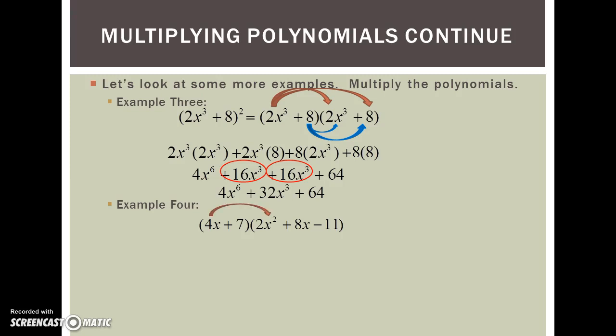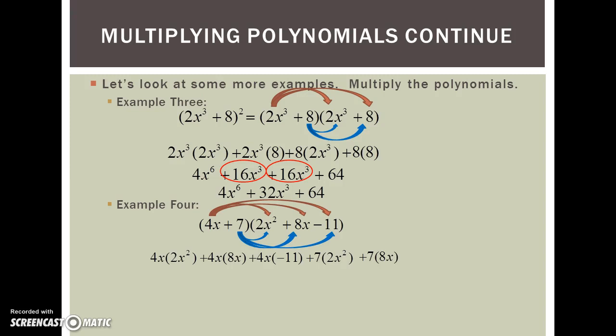So we have 4x times 2x squared, 4x times 8x, and 4x times negative 11, 7 times 2x squared, 7 times 8x, and 7 times negative 11. And as you get better at this, again, you don't have to show all of this middle step. You can go right to this third step, which is 4x times 2x squared gives us 8x to the third, 32x squared minus 44x plus 14x squared plus 56x minus 77.